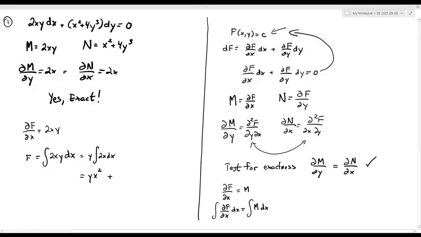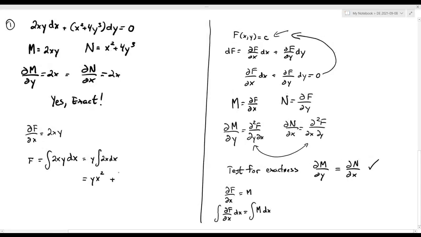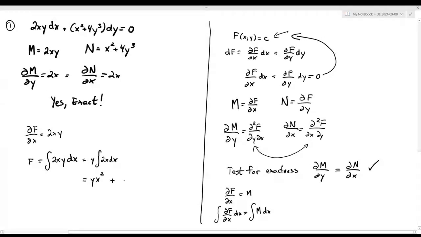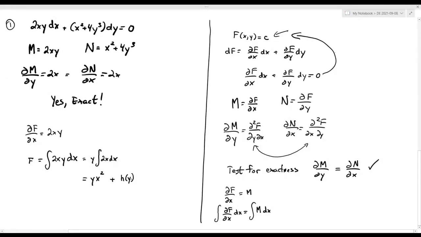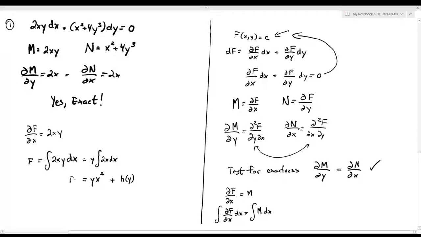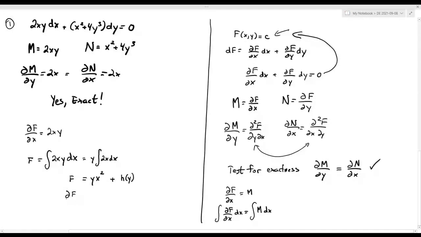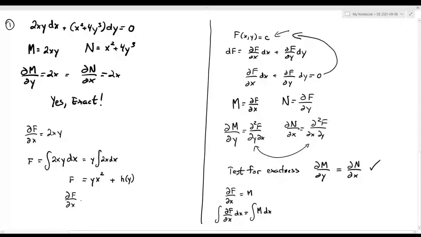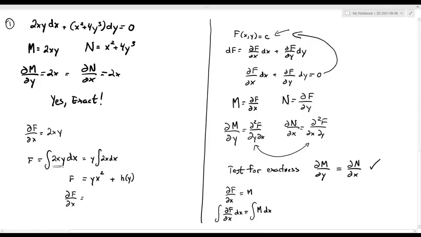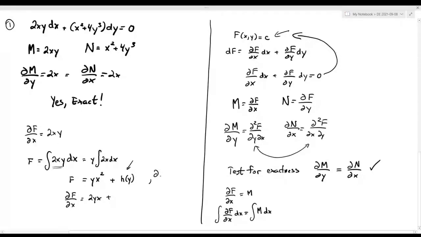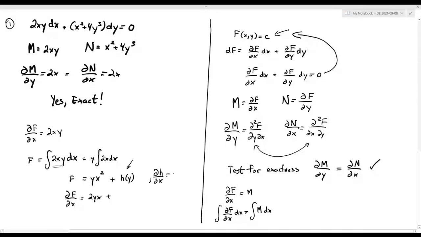Now, the key here is to remember that we get a constant of integration, except it's more than a constant. It's a function of the other variable. Let's call that function h, so h of y. And indeed, this is correct, right? Because if we differentiate F with respect to x, we should get back the thing we were just anti-differentiating. And remember, we're differentiating with respect to x. And here, h is just a function of y, so when you differentiate h with respect to x, you get 0. So indeed, that's the correct antiderivative.